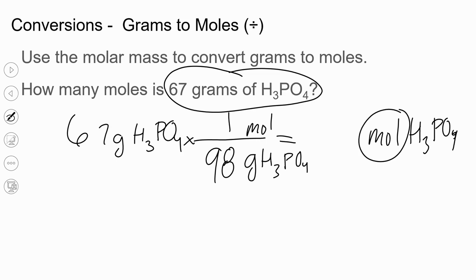Our grams of phosphoric acid will cancel, and we'll end up with moles, which is what we want. We'll do 67 divided by 98. That gives me 0.68 moles of phosphoric acid. So we're just doing more conversions. This is all conversions, just with new conversion factors, molar mass and Avogadro's number.